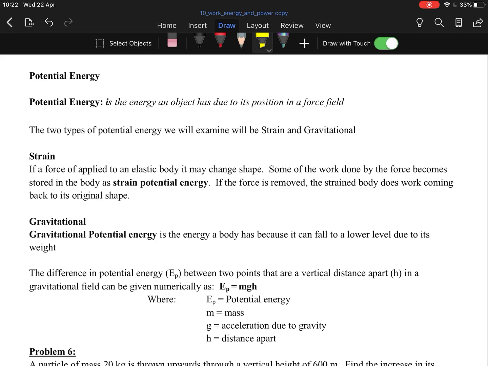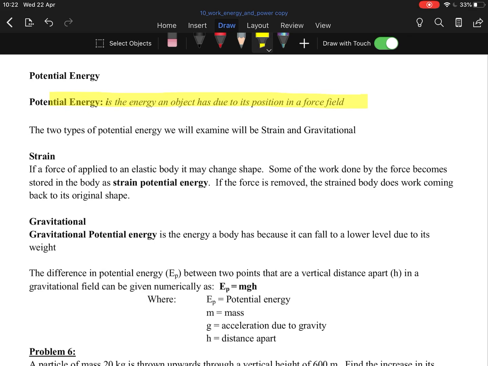Again, loss of potential equals gain in kinetic, loss in kinetic, gain in potential. So what is potential energy? It is the energy an object has due to its position in a force field. You have to use the whole definition. You can't say the energy an object has due to its position. What do you mean by position? Position in a force field.